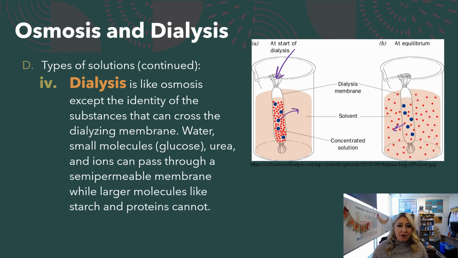So those red particles are small enough to pass through the membrane, and they're going to move out of the membrane until it's equal concentration on both sides of that membrane. Whatever those blue molecules are, those are representing larger molecules that can't pass through the membrane, so they're stuck inside the bag. And then we'd be able to test for the presence of the solute in the solution outside of the bag as well as inside of the bag.